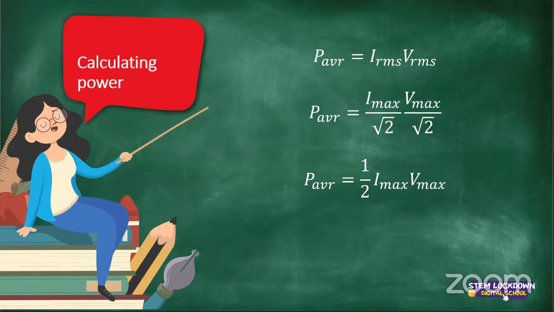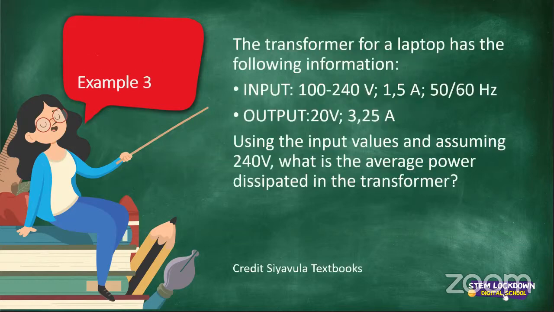And so what they could ask you is they could say, the transformer for a laptop has the following information. You've got your input potential difference from 100 to 240. You've got your current as 1.5 amps and your frequency as 50 or 60 hertz. Then your output value is 20 volts and 3.25 amperes for your current. And then they say, using the input values and assuming 240 volts, what is the average power dissipated in the transformer?